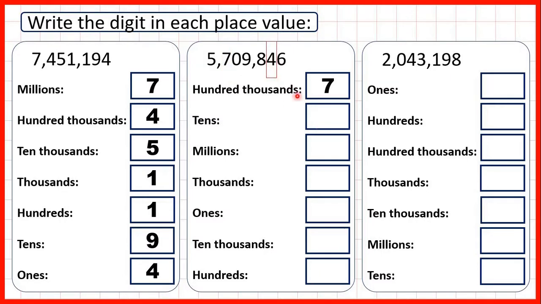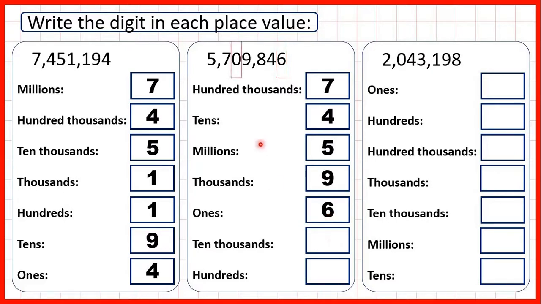Then we have 4 in our tens. Our millions digit is a 5. Our thousands digit is a 9, because we can remember that if there are 2 commas or 2 spaces in a number, the digit before the second comma will be our thousands digit. Our ones digit with whole numbers is always the digit on the end, so that's a 6.